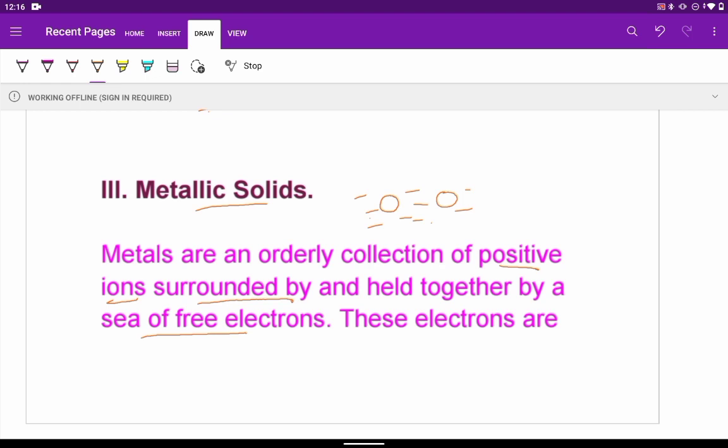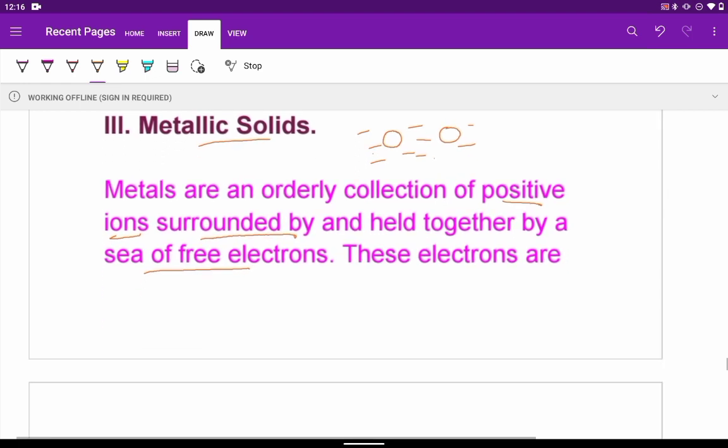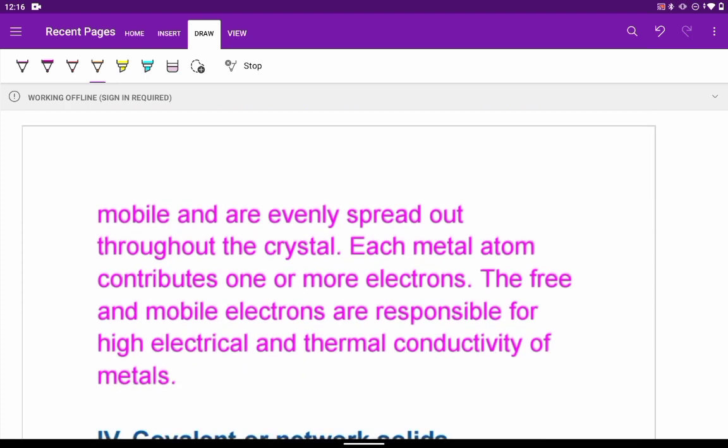There are many free electrons. These electrons are mobile, meaning they can move, and they are evenly spread out throughout the crystal. Where do we get the electrons from? Every metal atom will contribute one or more electrons. All these electrons together form a group of electrons. These electrons are free and mobile, so they are responsible for high electrical and thermal conductivity in metals.